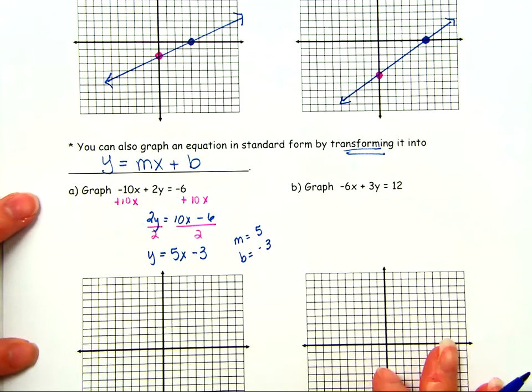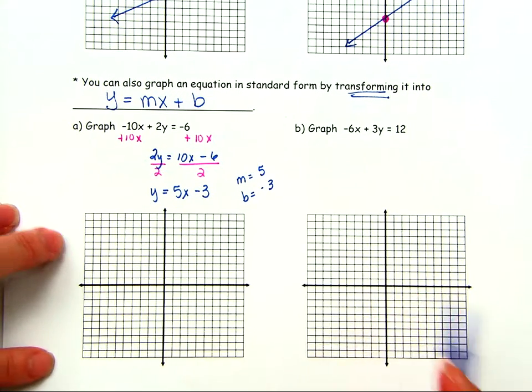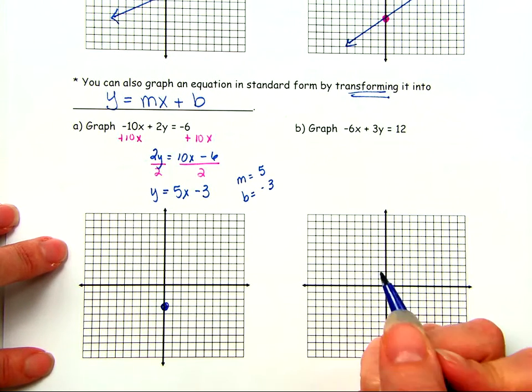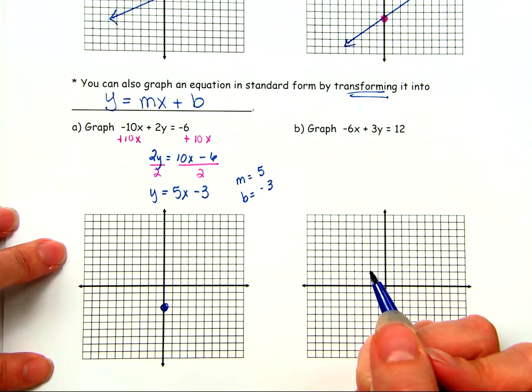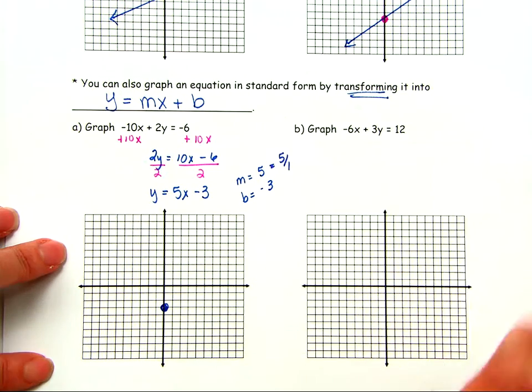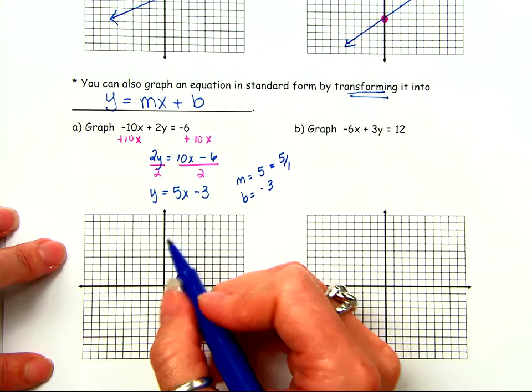And so instead of using the x and y-intercept, I can now use the y-intercept and use my slope of 5. We know a slope of 5 is really equal to 5 over 1, so I'm going to go up 5 over 1.